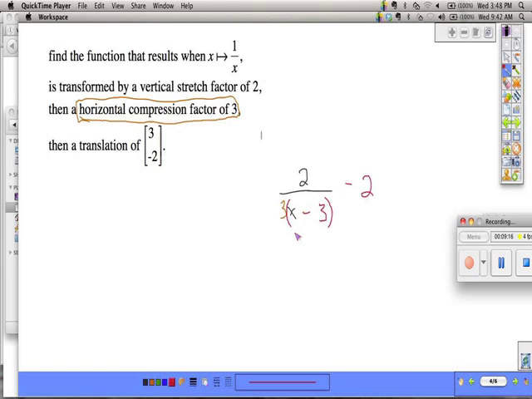And once you have that denominator, or the parent function, in this factored form, so it's just x minus something, then we can talk about what the horizontal shift is. And we should give it a name. We'll call it f of x.